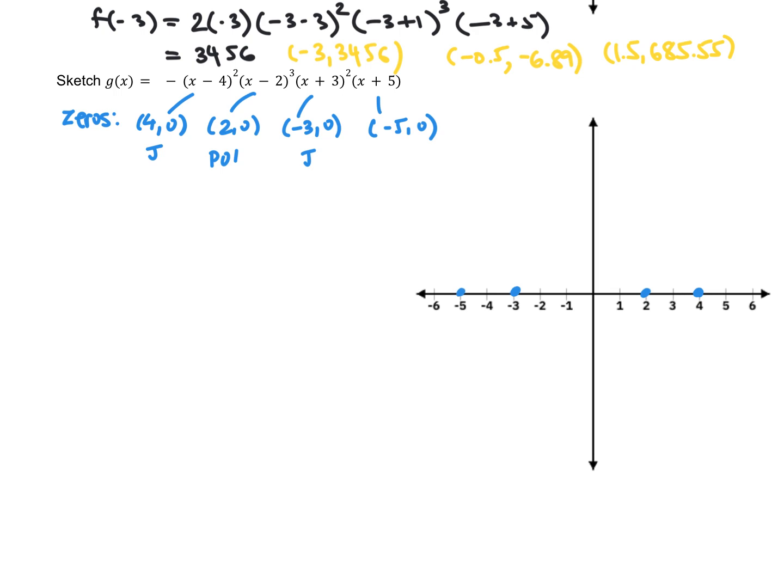Now I'm going to find my y-intercept by setting x equal to 0 and evaluating. If you'd like to pause here and come back, please go ahead. Here we go, g at 0. We're setting all of those x's equal to 0 and punching it into our calculator. I will show the long way here.